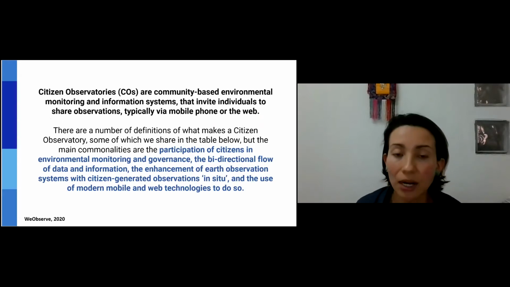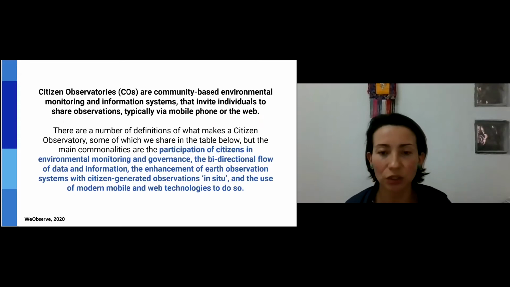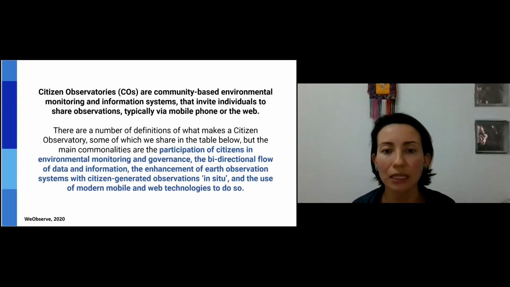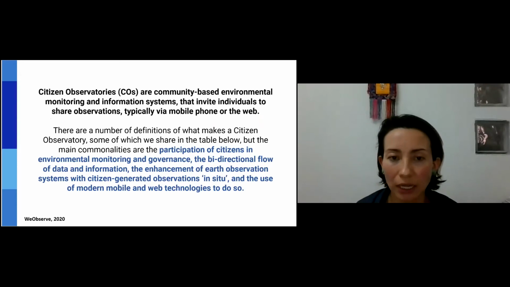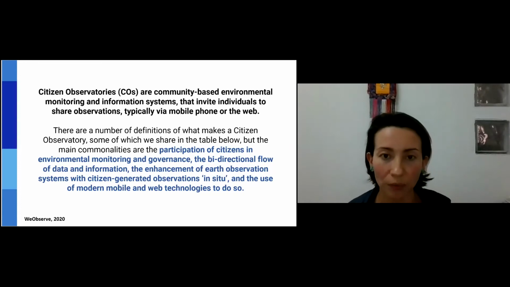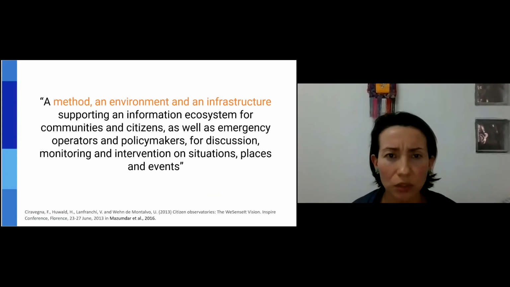We know that there are a number of definitions of what makes a citizen observatory, and despite there being definitions related to community labs and citizen observatories, we attach to this definition: essentially, a citizen observatory has participation of citizens in environmental monitoring and governance, a bidirectional flow of data and information, the enhancement of Earth observation systems with citizen-generated in situ observations, and the use of modern mobile and web technologies to do so. I just want to add something once Joan or someone wants to share something.